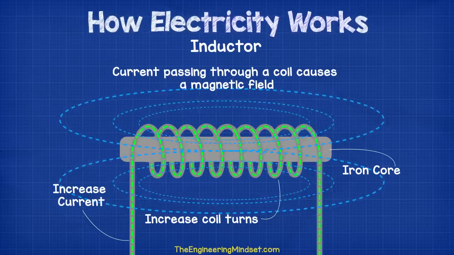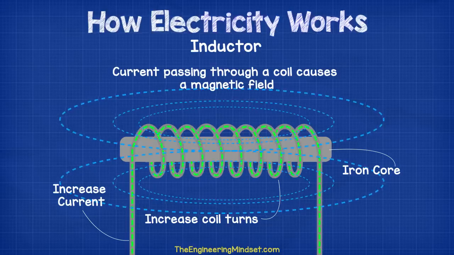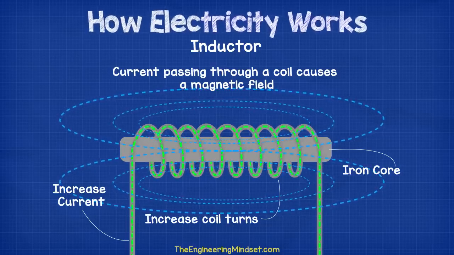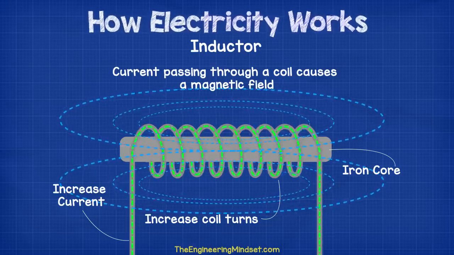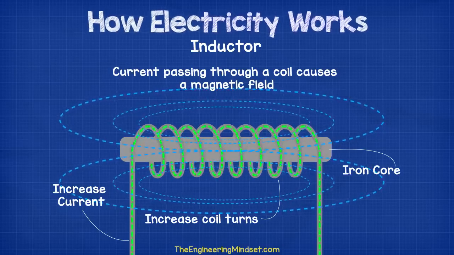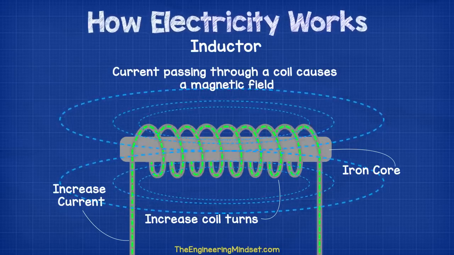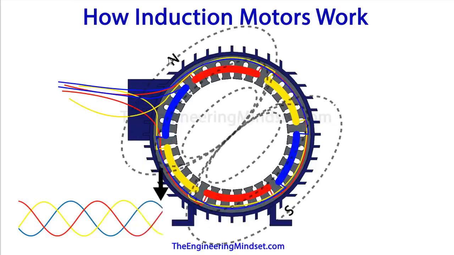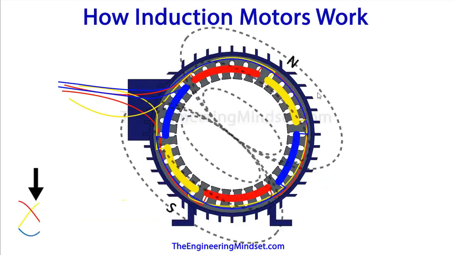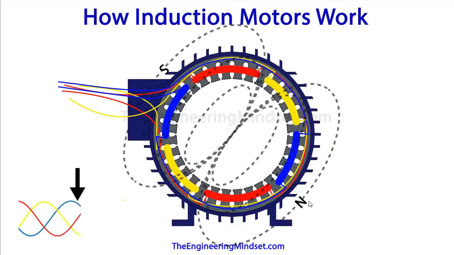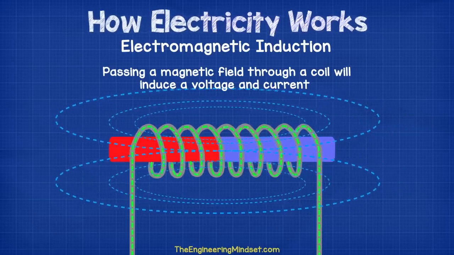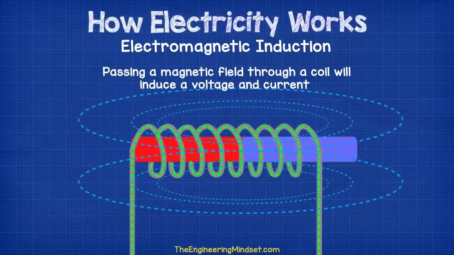We can increase the strength of the magnetic field simply by wrapping the coils around an iron core. We can also increase the number of turns within the coils, and we can increase the amount of current passing through the circuit. This is how electromagnets work, and it's also the basis of how induction motors work. If you want to learn more about induction motors, we've already covered this in another video, just see the link on screen now.